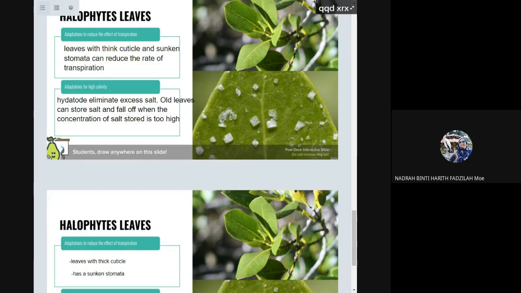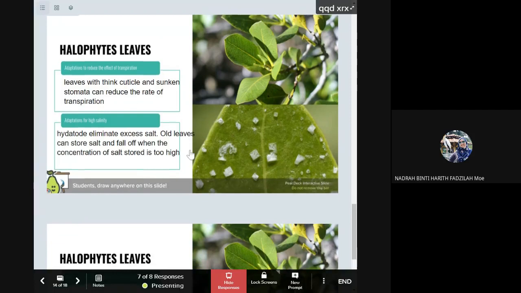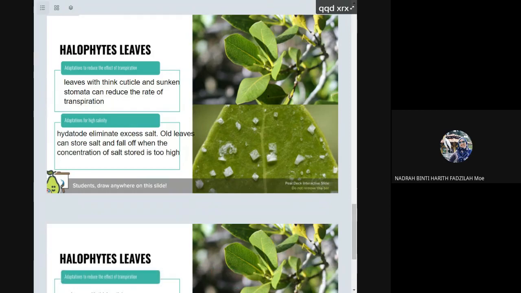Saya fokus dekat slide ini balik ya. Alright, saya stop student page, semua orang dekat sini balik. So, as mentioned by your friend here, the adaptations for reducing the effect of transpiration ada dua. Number one is thick cuticle and sunken stomata to reduce the rate of transpiration. And another adaptation is succulent leaves atau pulpy leaf that can store water.